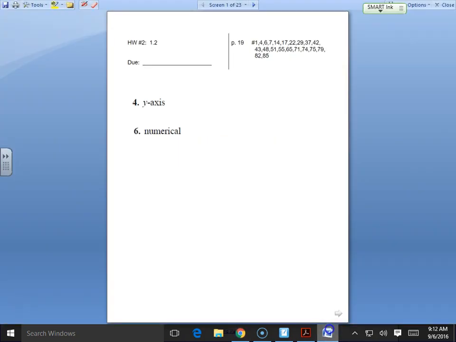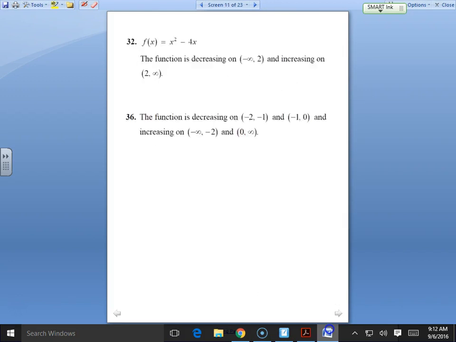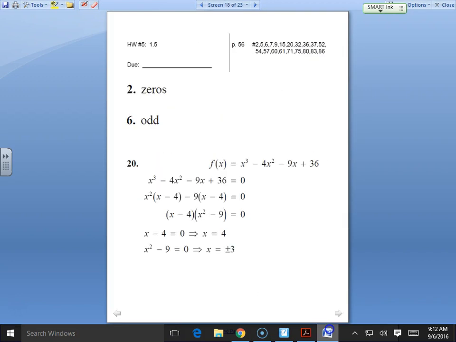Alright, number 4 should have been y-axis symmetry. Something to do with even, maybe? Oh, why am I in the wrong one? Oh, Sandro. Give me a second. Sorry, number 2, zeros. Number 6, odd. Number 20. To find the zeros now.